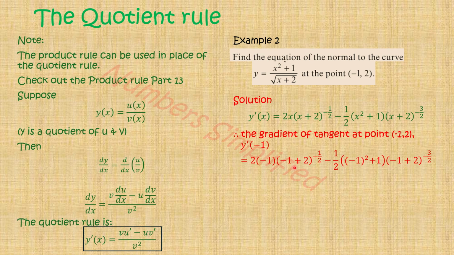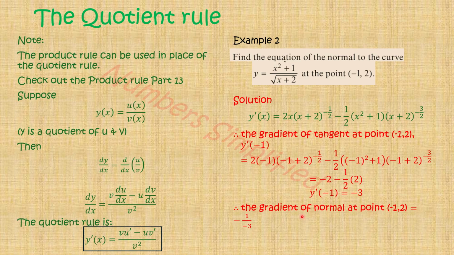And of course, this is easy to simplify because we see that in most parentheses, we are going to get 1s. And in some cases, we are going to get 2s. So simplifying further, we are going to get minus 2 minus half times 2. And of course, this would break down to be y prime of minus 1 is equal to minus 3. Therefore, the gradient of the normal at the point minus 1, 2 becomes 1 divided by minus 1 over 3.